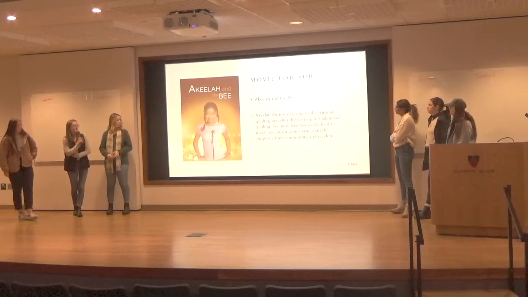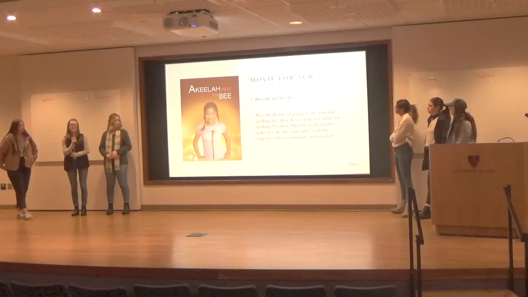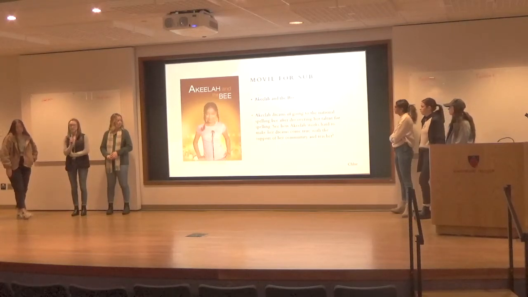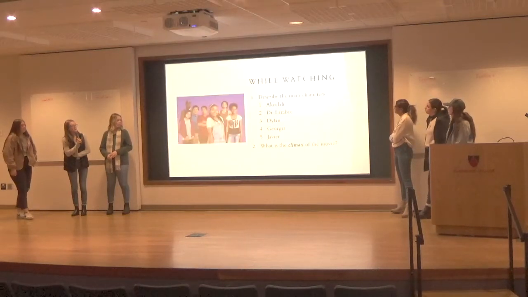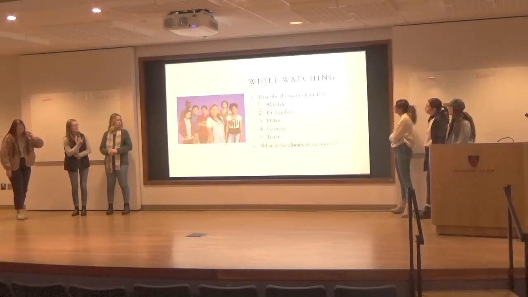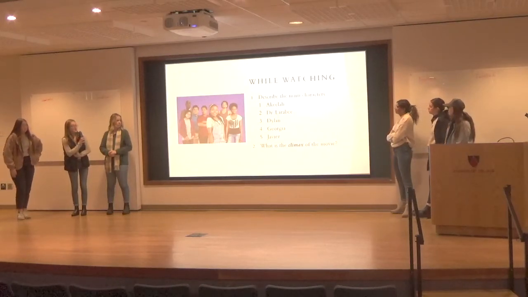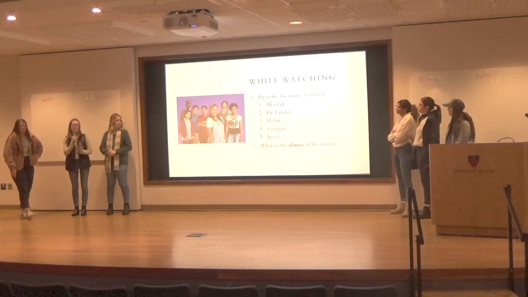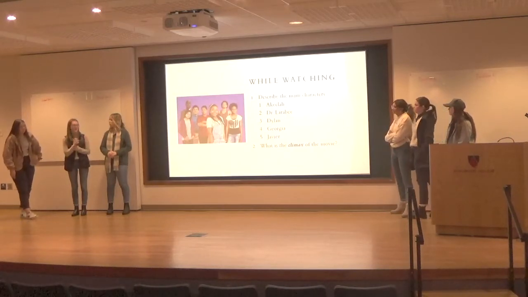And then our sub plan was to watch the movie Akilah and the Bee, and it's about a girl who is going to the National Spelling Bee and her journey on how she gets there and the support that she gets from her community and her teachers. And then during the movie, the students could work on using descriptive words to describe some of the main characters and work on identifying the climax of the movie and the plot line.